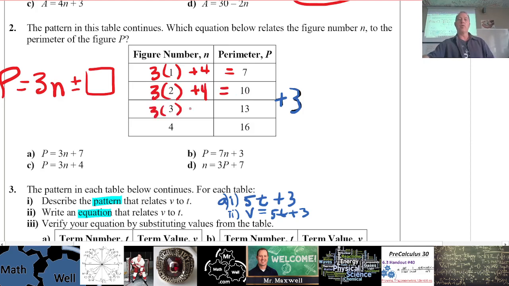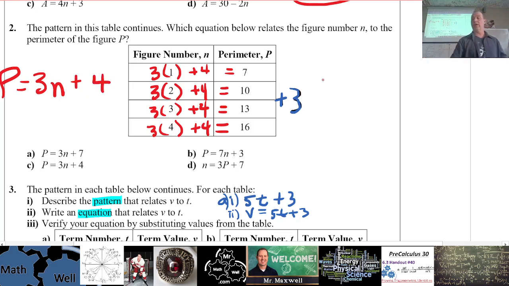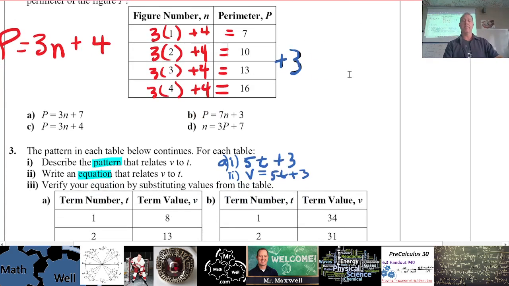And this should work for all of these, which means that we have an equation here that we've made, and that is 3 times n plus 4. And that's our equation. Okay? So that's how you build an equation from the table of values there. 3n plus 4 right there.